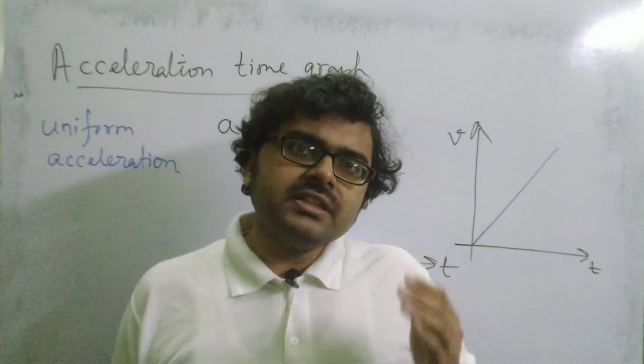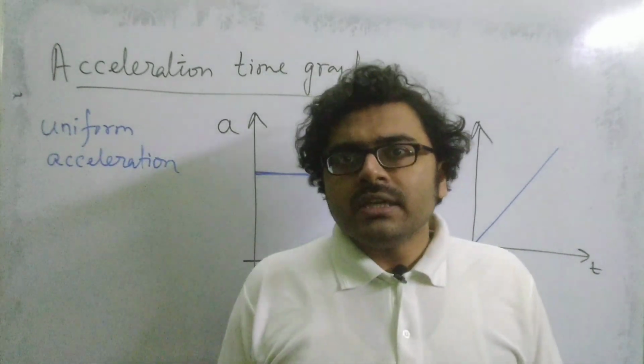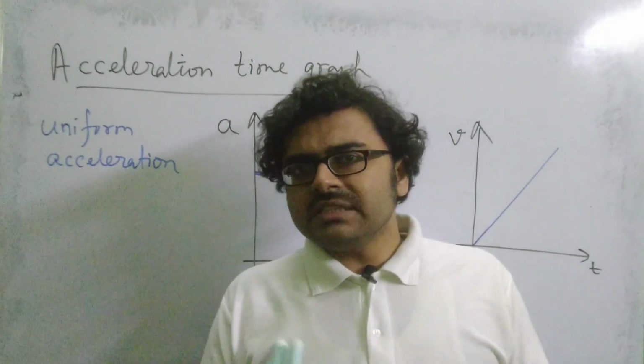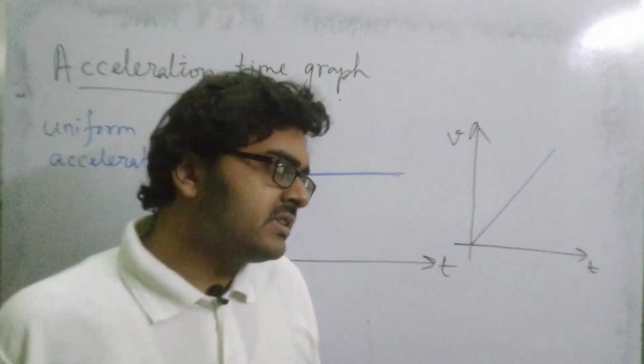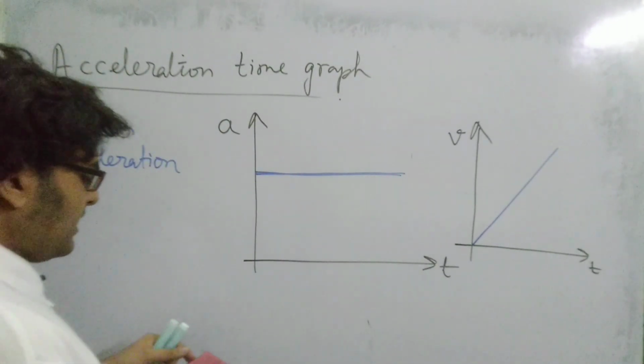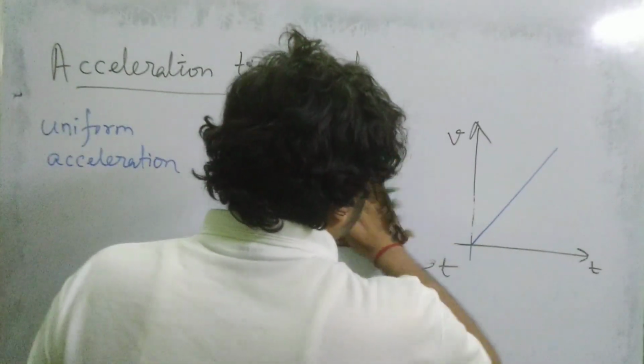Now if this change is uniform, the change can be uniform as well as non-uniform. If this change is uniform, that means the acceleration is increasing linearly. The acceleration is going up linearly. So if I say that the acceleration is constantly increasing, then what will be the nature of the graph?